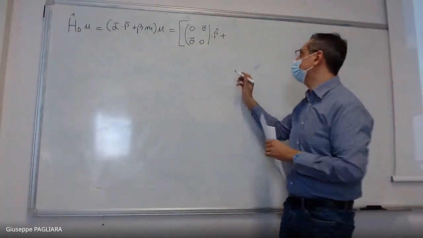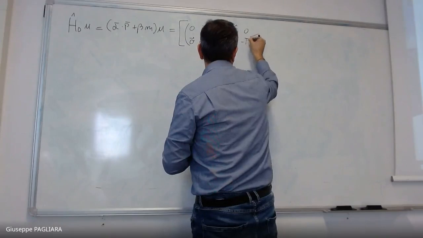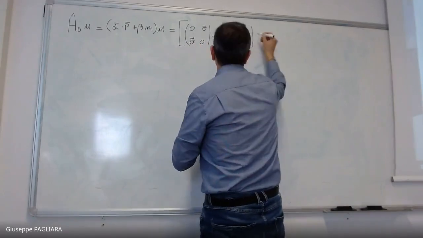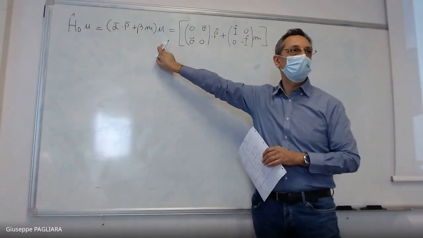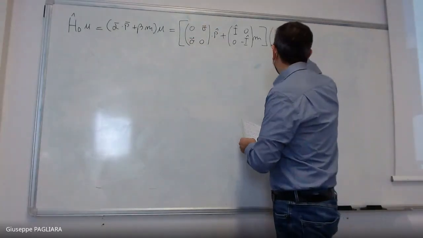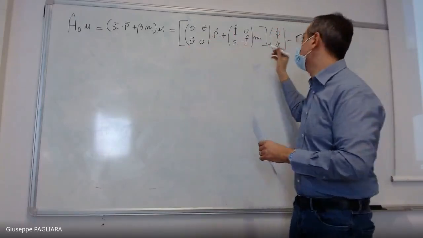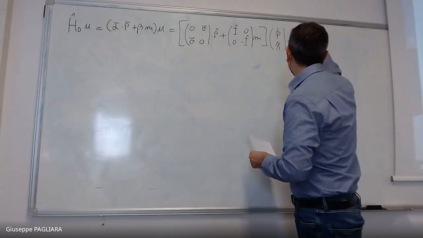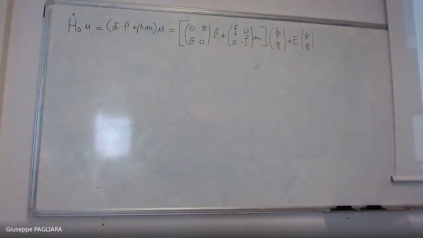identity, the 2x2 identity matrix. So this is I, 0, 0, and minus I times the mass. And all these act on our 4-component spinor that we can split into the upper and the lower component. So this is phi, and this is chi. Now we are writing the eigenvalue equation, this is E times phi chi. So this is the energy eigenvalue.